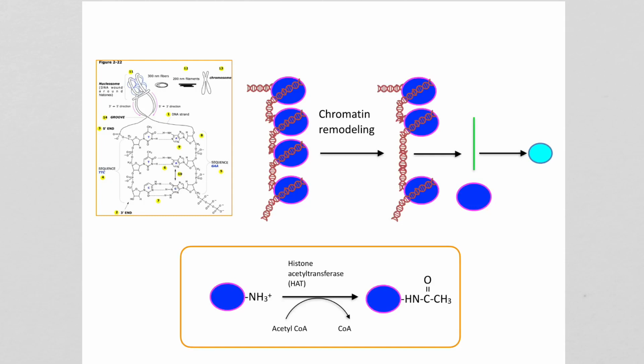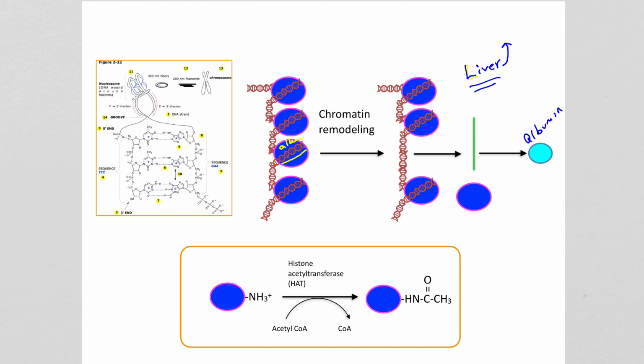In a similar fashion, the albumin gene is only accessible by your liver cells. It's only accessible in the liver cells, the hepatocytes. The hepatocytes are the only cells that can make albumin.